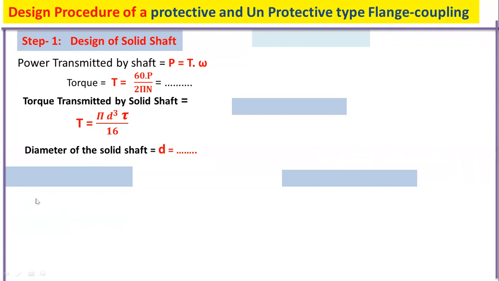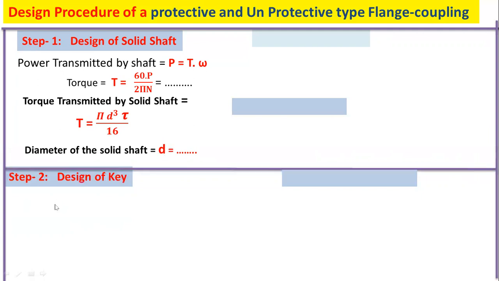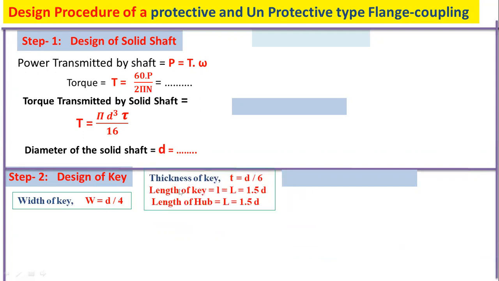In the second step, you have to design a required sunk key. This is the width of the sunk key, width W equals d by 4, and thickness of the sunk key equals d by 6. For the length of the key, for protected type and unprotected type flanges, you have to consider the length of the key in each shaft equal to the length of the hub. That value equals 1.5d.